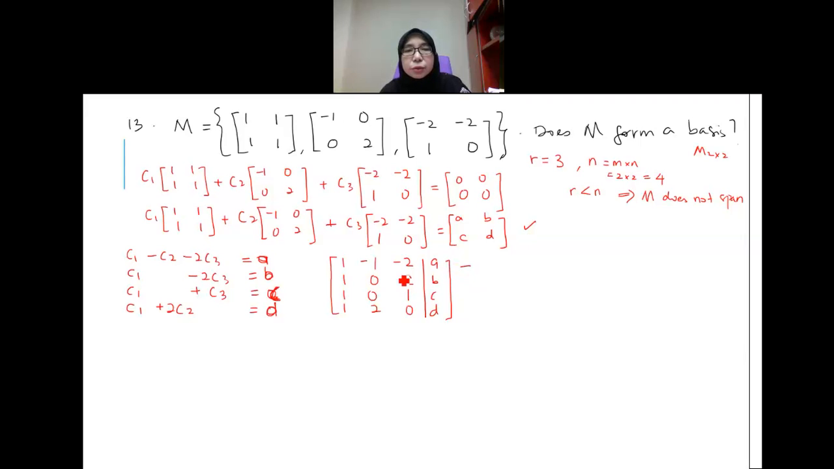So here I would like to zeroize all three numbers below the leading 1. This is the leading 1, right? So my formula should be, there are 3 formulas. I'm going to use negative 1 R1 plus R2, negative R1 plus R3, negative R1 plus R4, right? Okay.